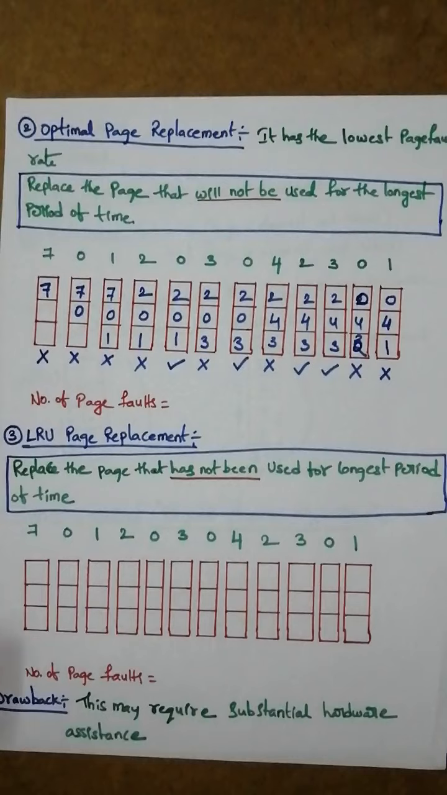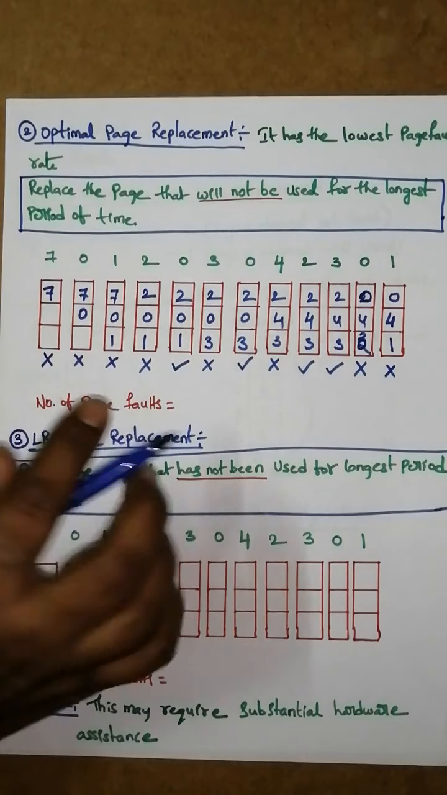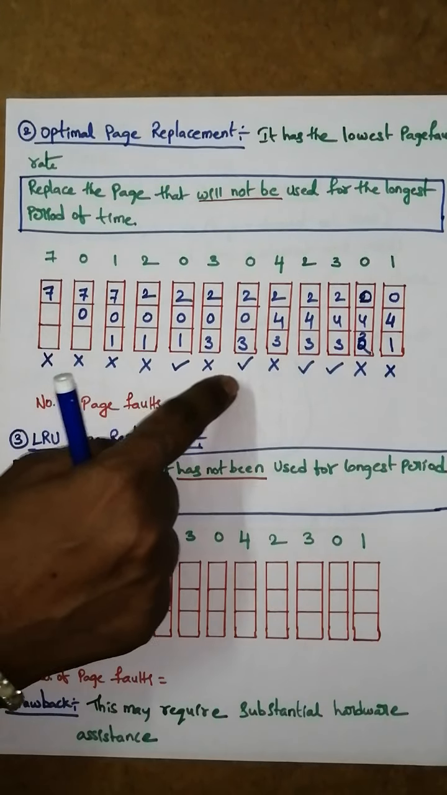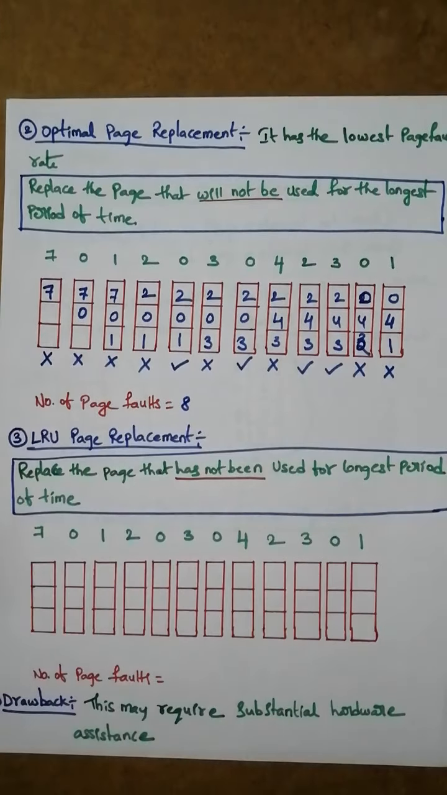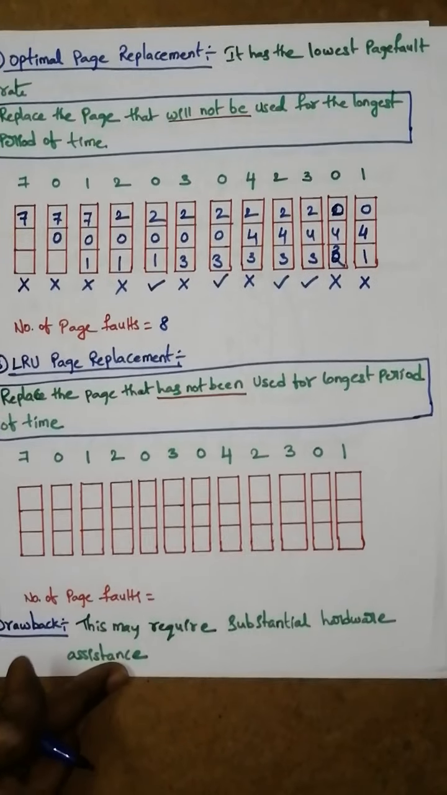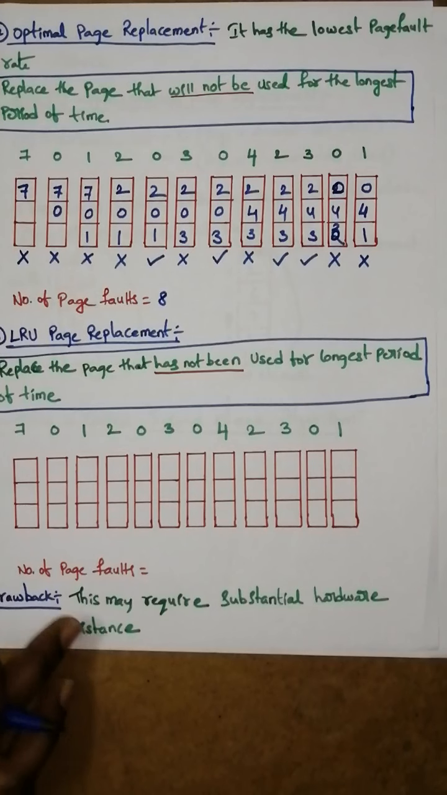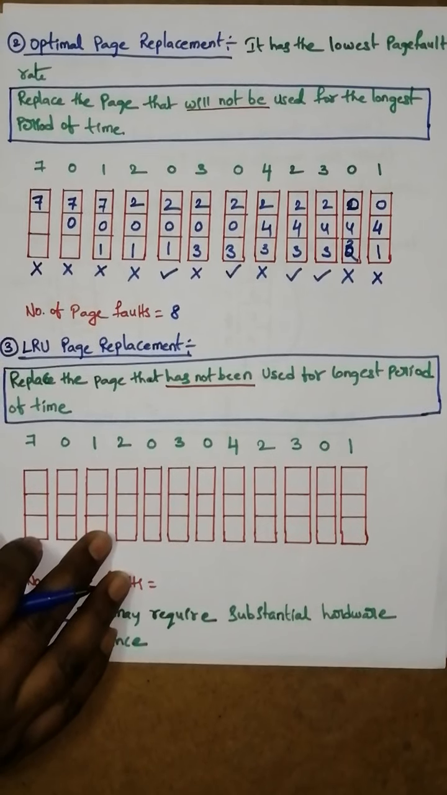So this is how you have to check the longest period of time a page will be used in future. If not, first come first serve, that is first in first out. Now the number of page faults are 1 2 3 4 5 6 7 8. So you have 8 here. This is the optimal page replacement algorithm, and this is the one which has the lowest number of page faults. So that's why it is called the optimal page replacement algorithm. Now let's see the next one.